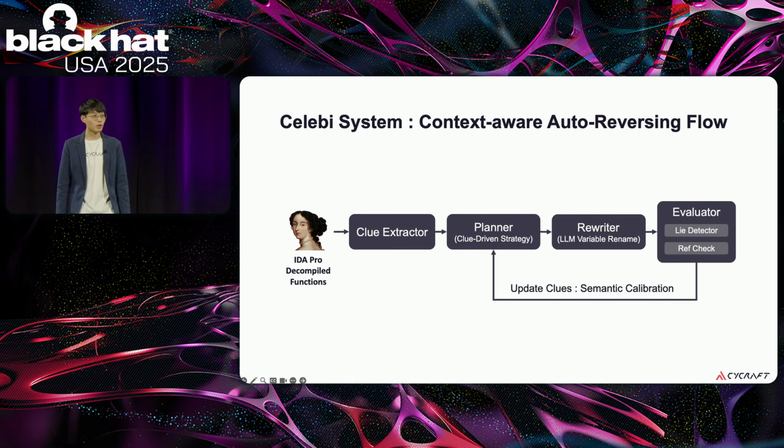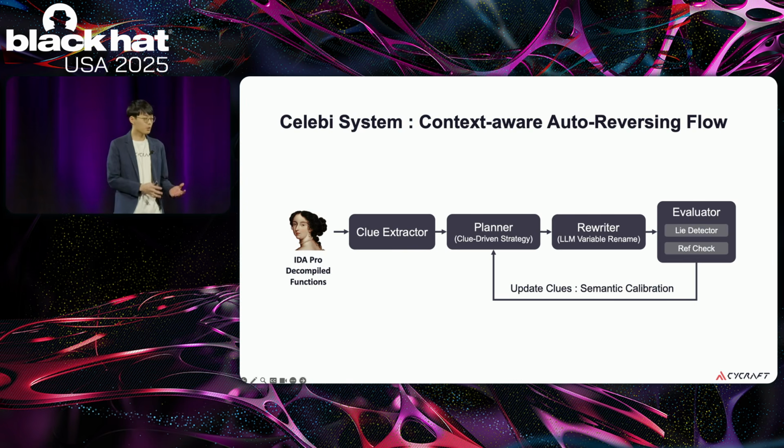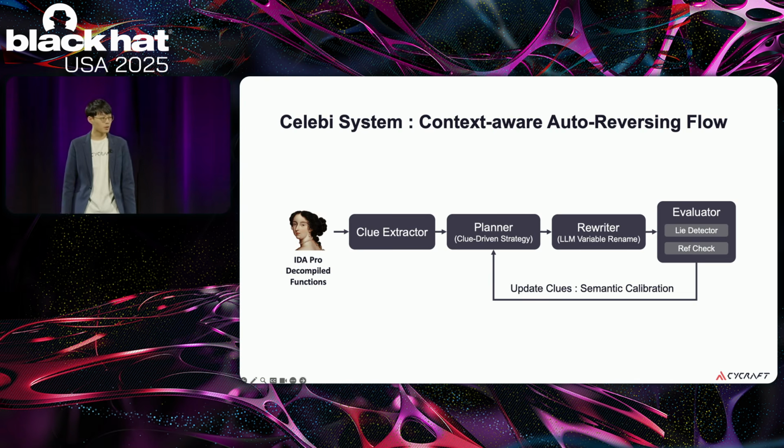So here is our Celebi analysis flow. First, the input is the decompiled functions from IDA Pro. The first step is the pre-process step. In this step, there is no language model involved. We will use some static analysis tools to generate the clues for us, and these clues are crucial for the later steps.